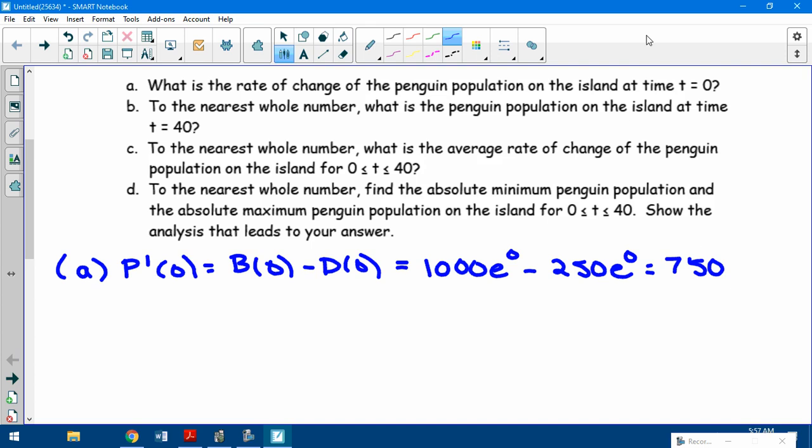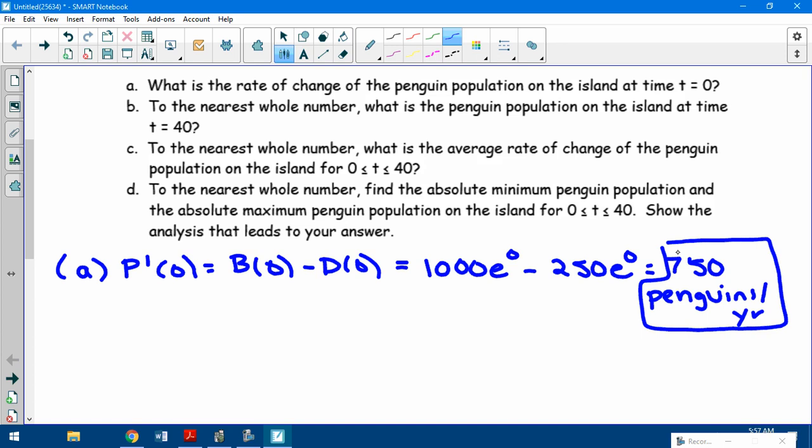Now notice it doesn't ask for the units. So on the AP, don't give them. If you do and you give it wrong, you lose points. So don't give them more information than they ask for. If you did do it, it should have been penguins per year. But you don't need to list that unless they ask for units.